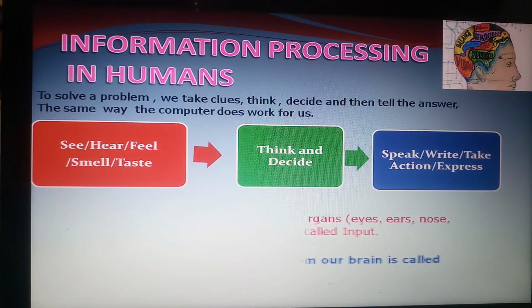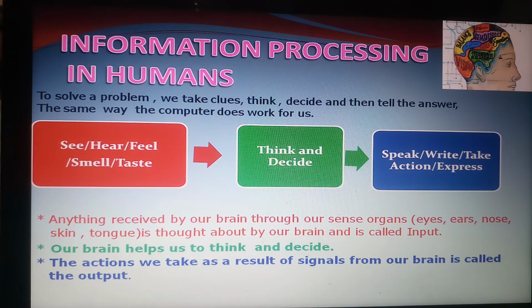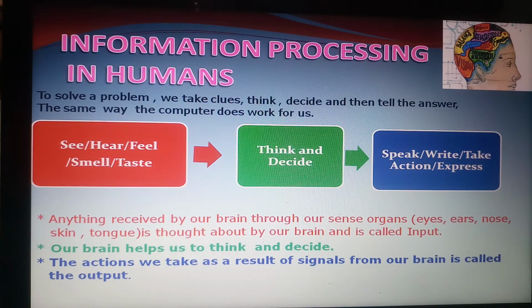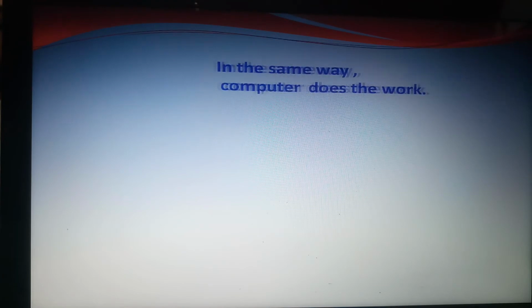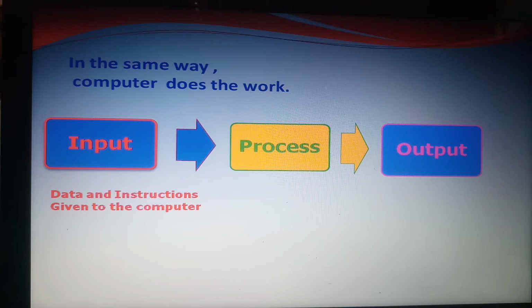Anything received by our brain through our sense organs like eyes, ears, nose, skin, tongue is thought about by our brain and is called input. Our brain helps us to think and decide. The actions taken as a result of signals from our brain is called the output. In the same way, computer does the work. Input, process, output. As input, data and instructions are given to the computer. As process, it solves a given problem. As output, it gives a result.